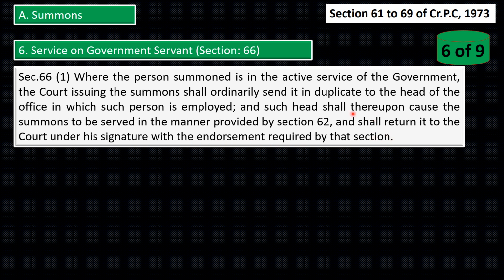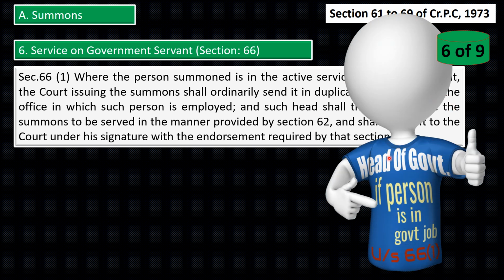Basically, subsection 1 of Section 66 says that if a summons is to be served on a government employee, a person who is working in a government department, the court shall send the summons to the head of the department so that they can serve it accordingly. Yes, head of government department if the person is in a government job, under Section 66 subsection 1. Everybody needs to remember that.